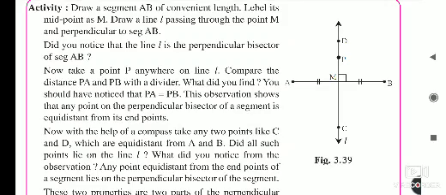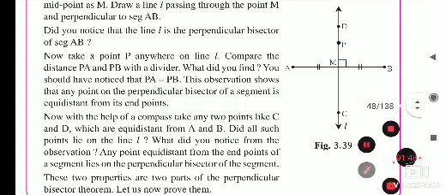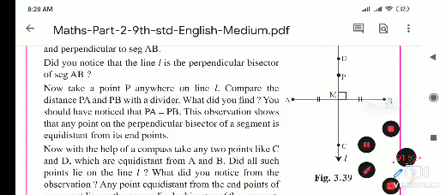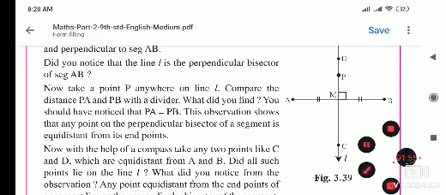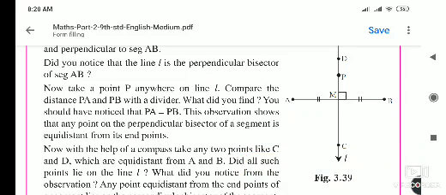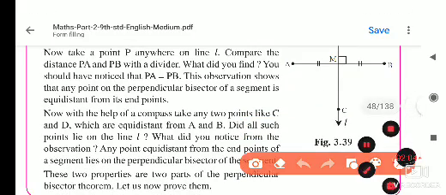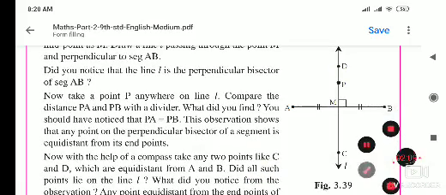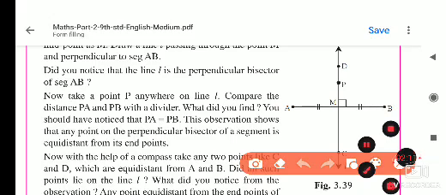Now this line is DC, and M is the midpoint. As we know, what is the perpendicular bisector? The line which is perpendicular to a segment and passes through the midpoint of the segment is called a perpendicular bisector. So this is our line L, it is passing through the midpoint of the segment, and it is also perpendicular to the segment. That's why line L is the perpendicular bisector of the segment.